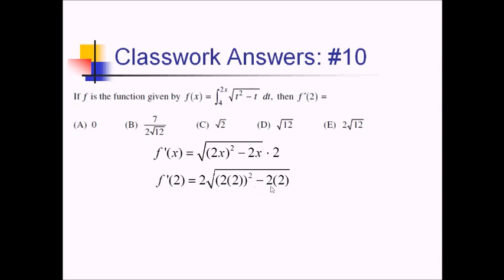Let's take a look at what's going on in the inside here. So 2 times 2 is 4. Square that, and I have 16. Minus 4 over here is 12. So 2 radical 12. And is that one of the answer choices? It is, E. So we don't have to keep simplifying. We're just going to call it a day here.